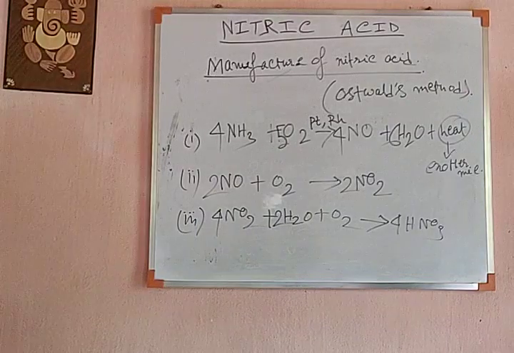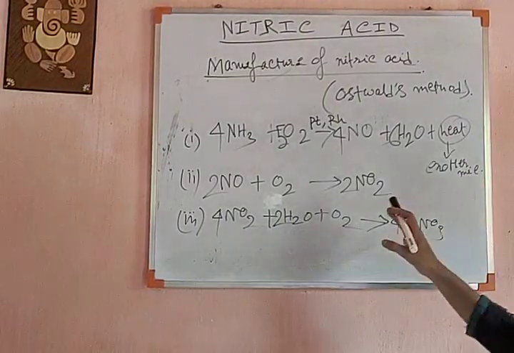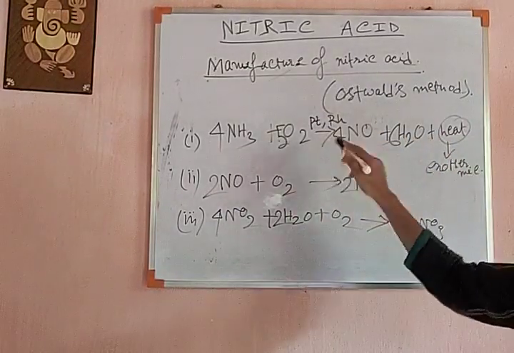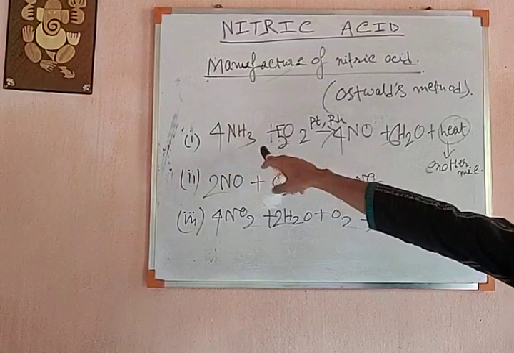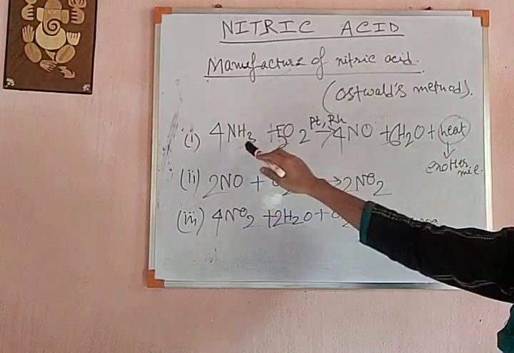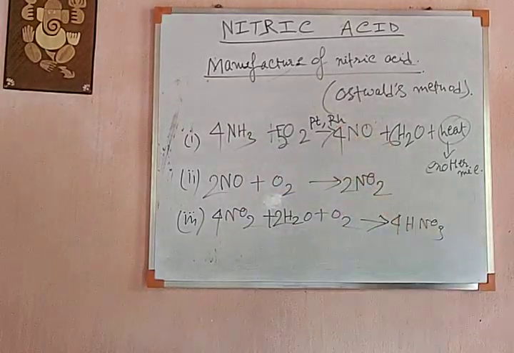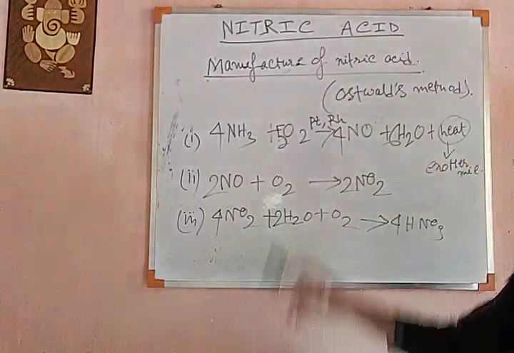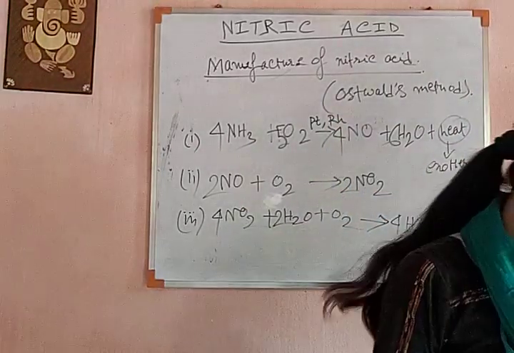So this is the type of reaction. You see the similarity between the lightning discharge reaction and this Ostwald method. The only change is in the first step: in place of nitrogen we are taking ammonia in the factory, in place of the lightning we are using the platinum rhodium catalyst.